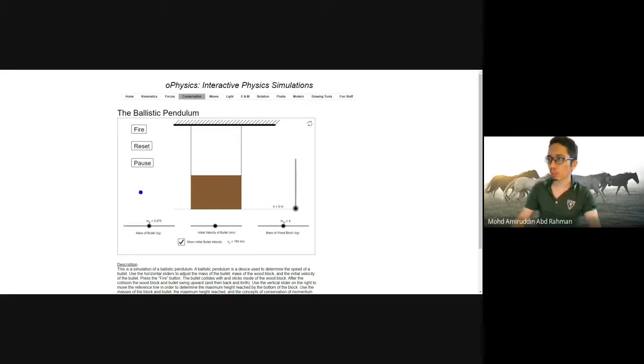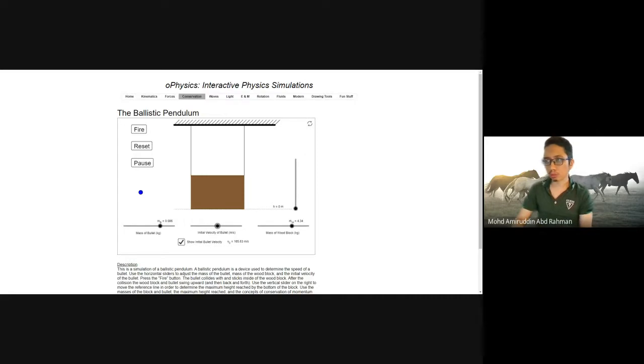Okay, so you use the horizontal sliders to adjust the mass of the bullet. You have the horizontal slider over here where you can change the mass of the bullet. And you can also change the mass of the wood on the pendulum, and the initial velocity of the bullet.